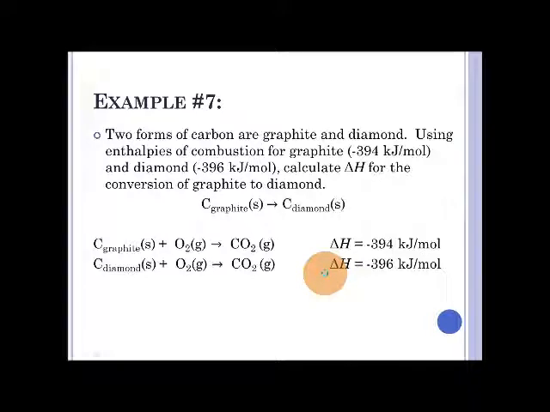Two forms of carbon are graphite and diamond. Graphite is probably in your pencil, and diamonds, I don't need to say anything about those. Using enthalpies of combustion for graphite, which is negative 394 kilojoules, and diamond, which is negative 396, calculate the delta H for the conversion of graphite to diamond.